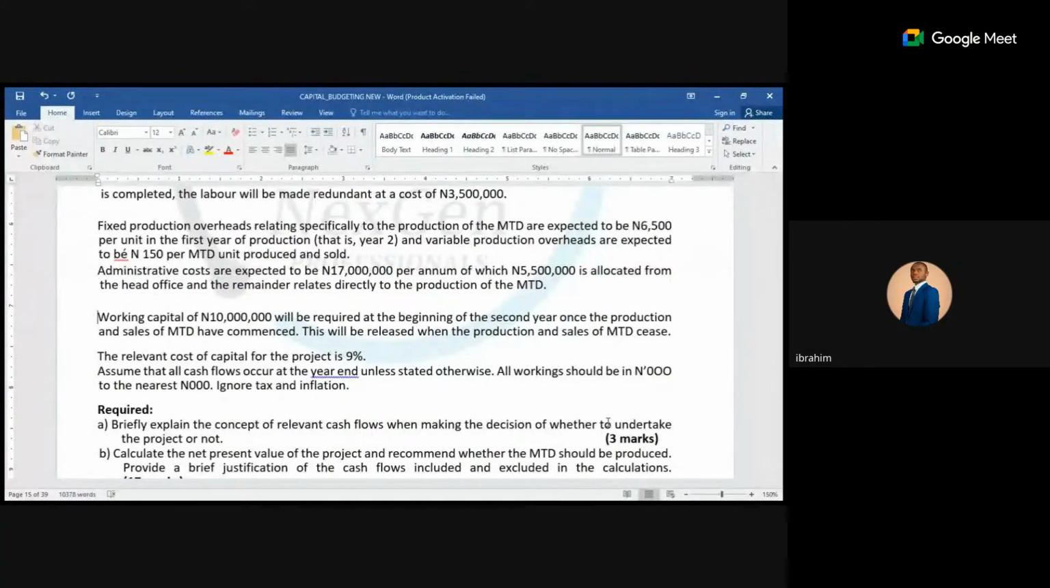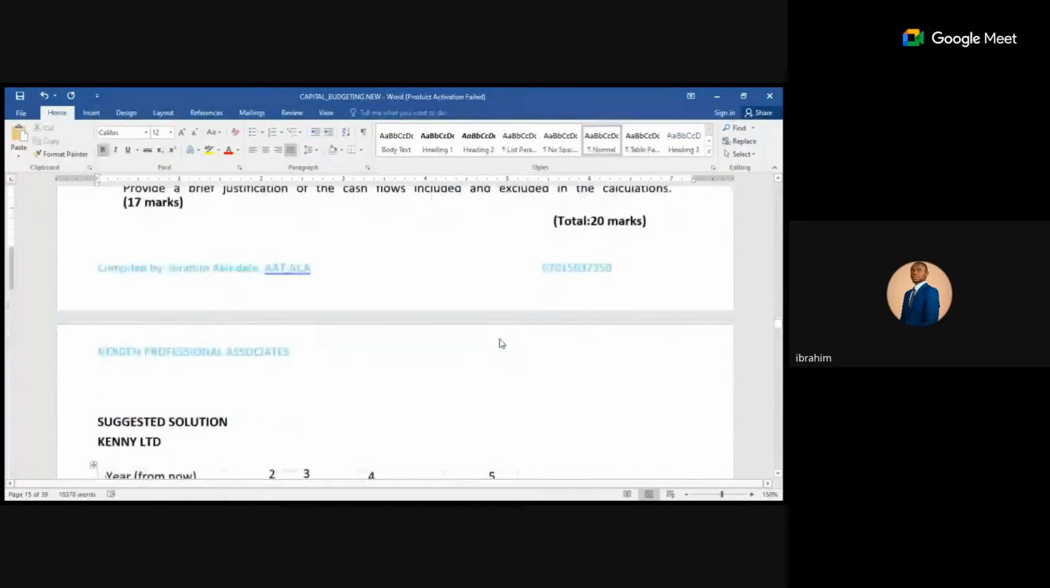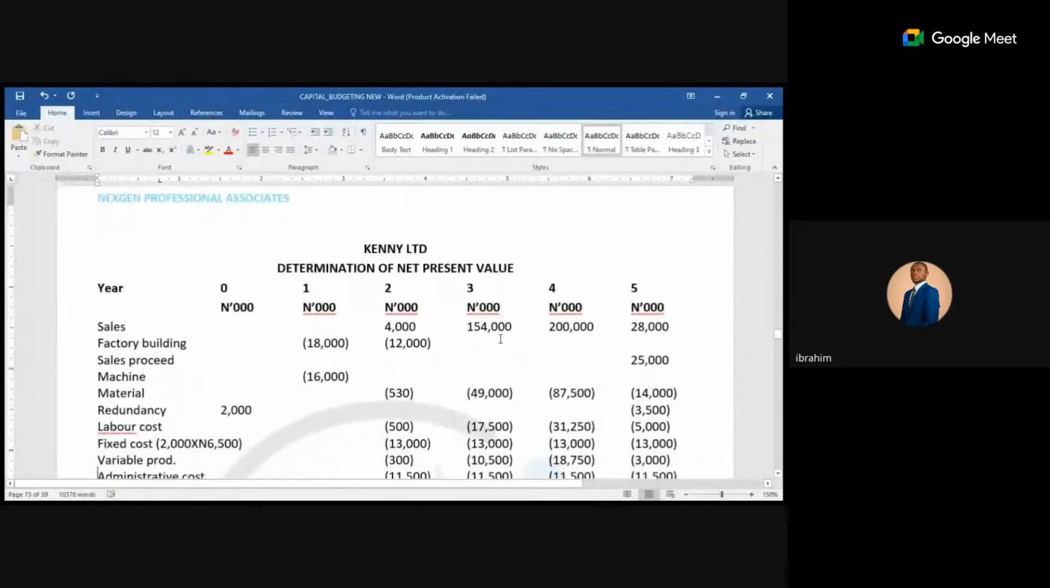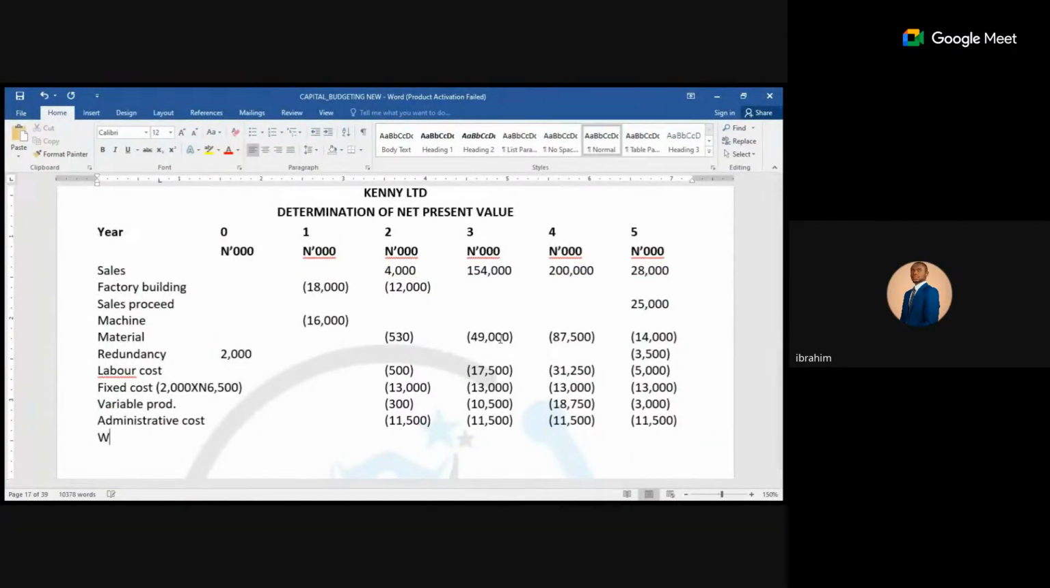This is the first case scenario, at the beginning of the second year, once the production and sales of MTD have commenced. This will be released when the production and sales of MTD cease, which means at the end of the project. They have to release the working capital, and it will be at the beginning of year 2, which is 10 million.